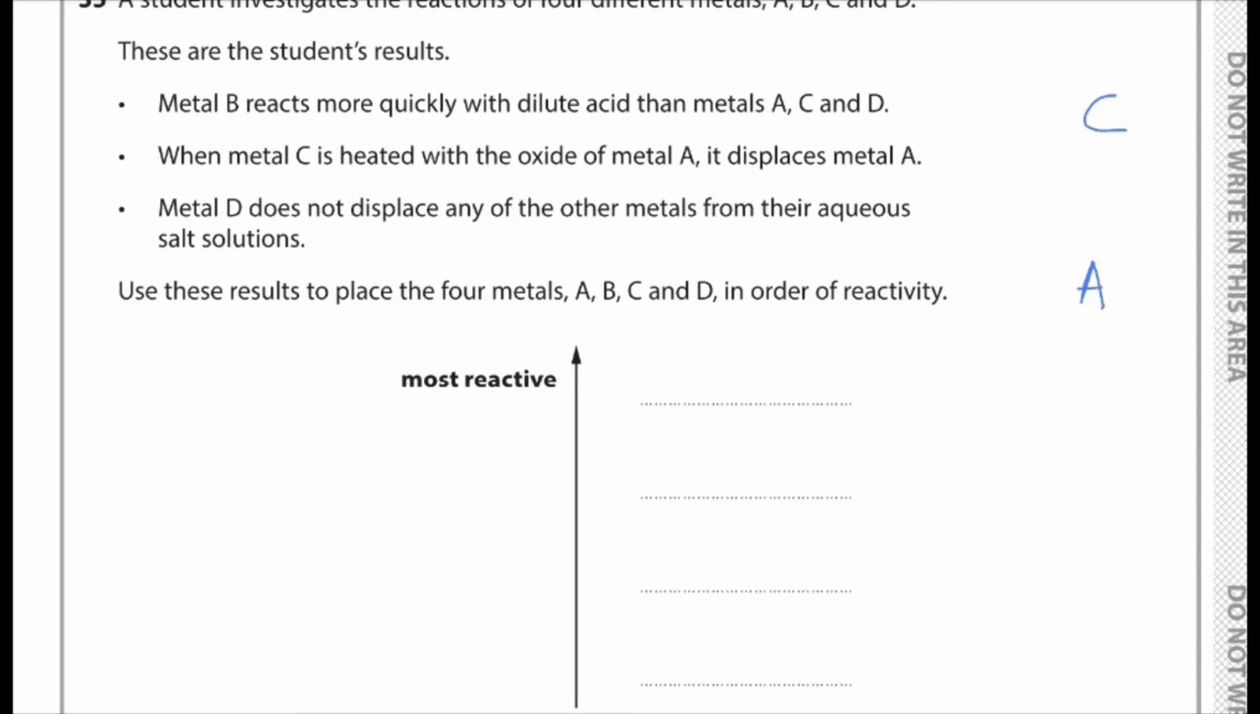Metal B reacts more quickly with dilute acids than metals A, C, D. Metal D does not displace any of the metals from their aqueous solutions. So D has to be very unreactive. So B has to be more reactive than all of these. So the order has to be B, C, A, D. So that's the end of section A. We'll look at section B questions.